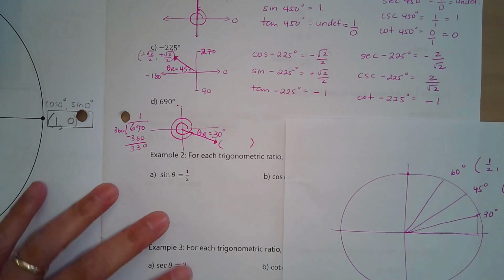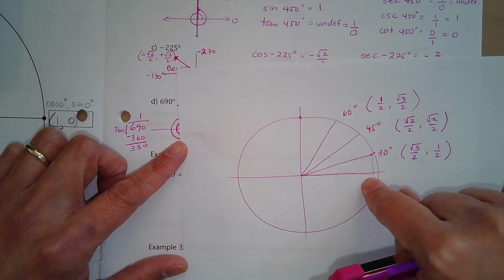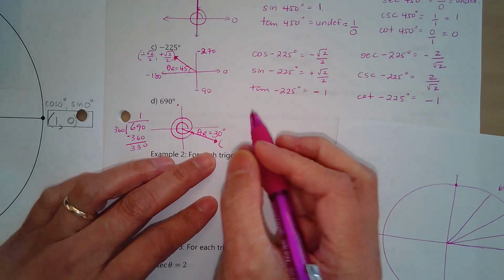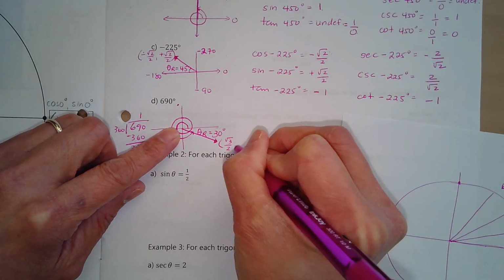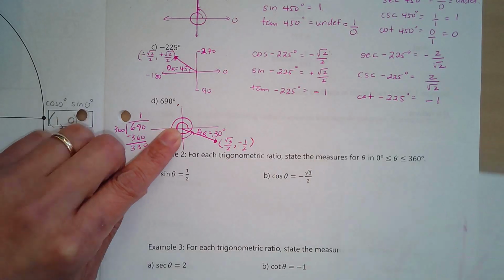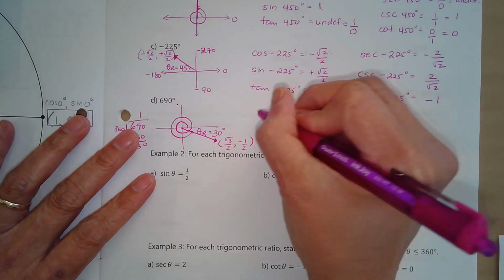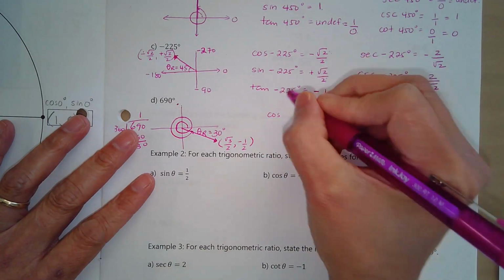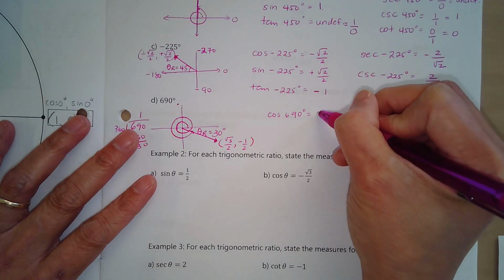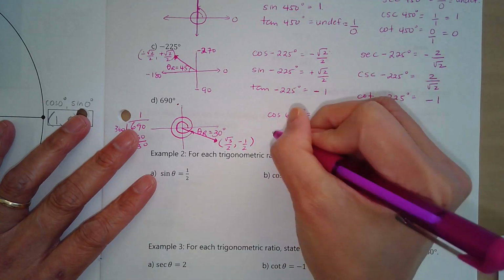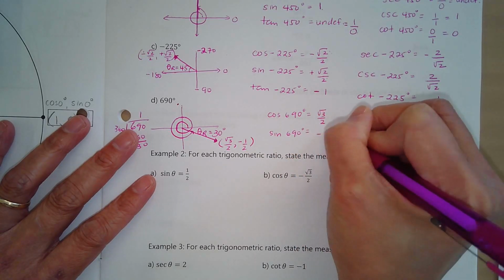Okay, so what would that be? 30 degrees, but it's not in quadrant 1, it's in quadrant 4. So what would that be? It's going to be root 3 over 2, comma, negative 1/2. Yes? Okay, good. So, let's go for cosine. So cosine of 690 degrees is root 3 over 2. Sine of 690 degrees, negative 1/2.